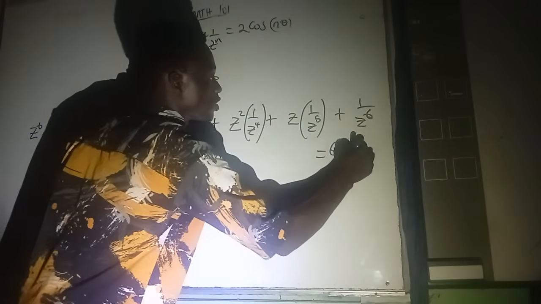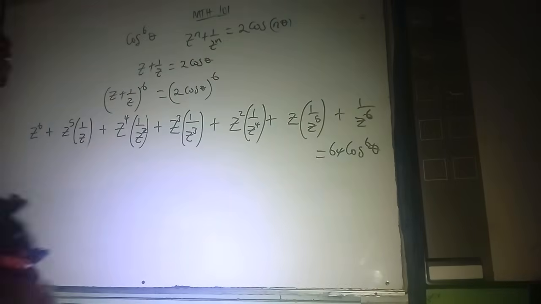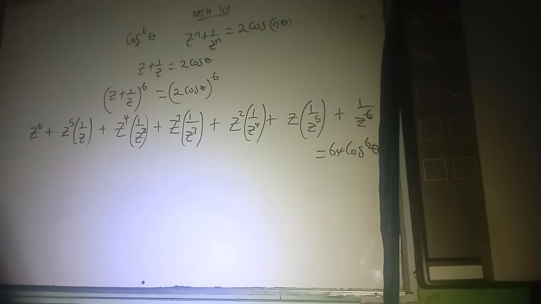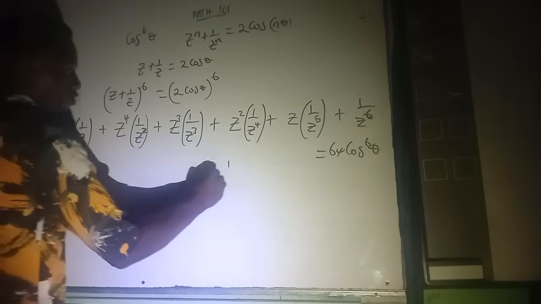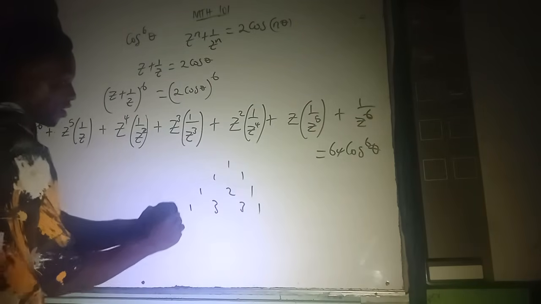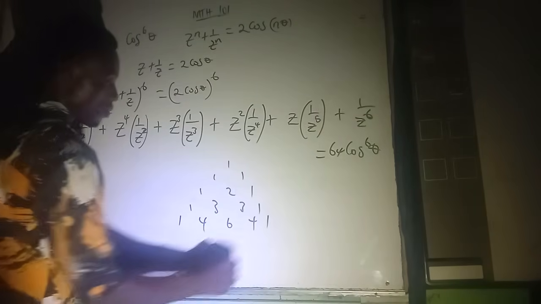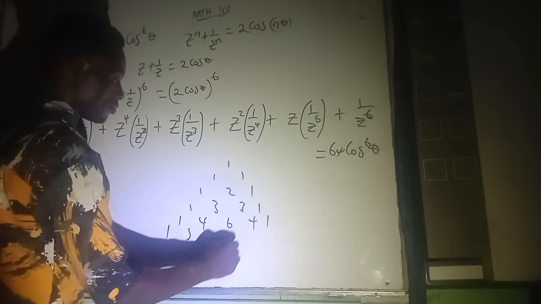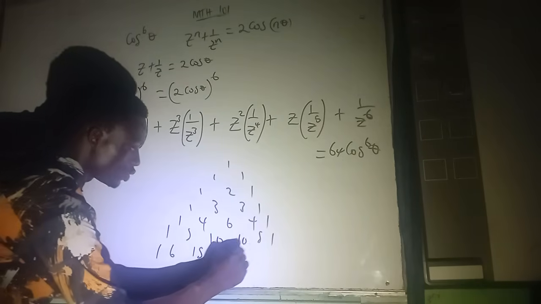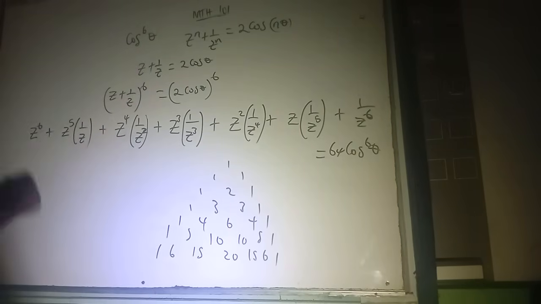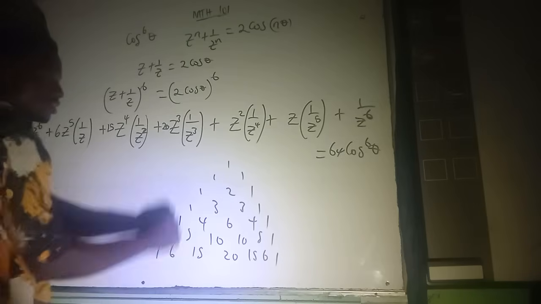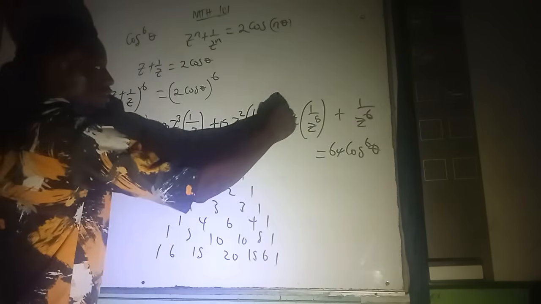Then this we have cos 6 theta. You can see that our original question is showing again. Now we need to get the coefficients from Pascal's triangle. Power of 0 is 1, power of 1 is 1, 1, power of 2 is 1, 2, 1, power of 3 is 1, 3, 3, 1, power of 4 is 1, 4, 6, 4, 1, power of 5 is 1, 5, 10, 10, 5, 1, power of 6 is 1, 6, 15, 20, 15, 6, 1. So the coefficients are 1, 6, 15, 20, 15, 6, 1.